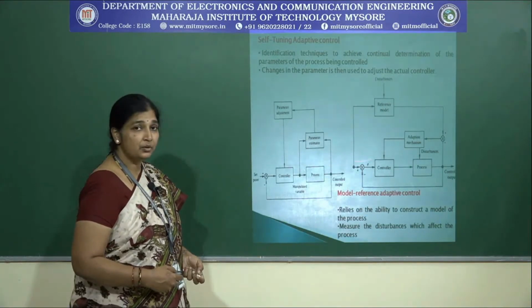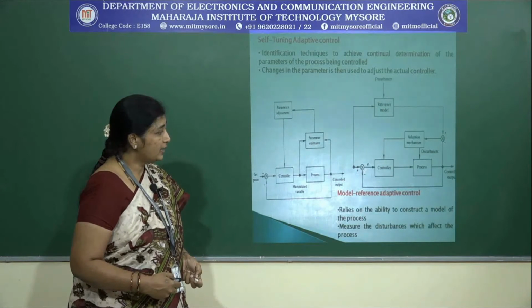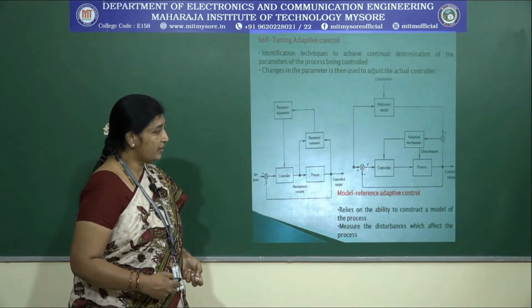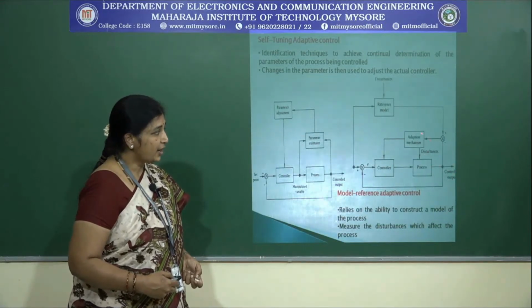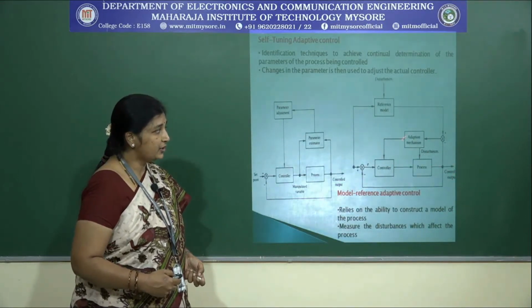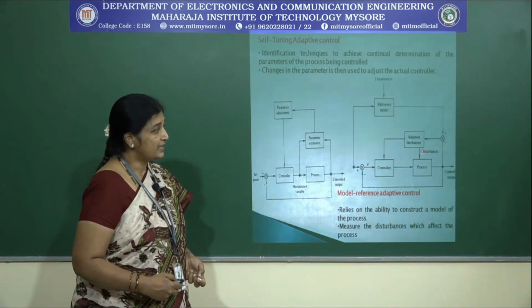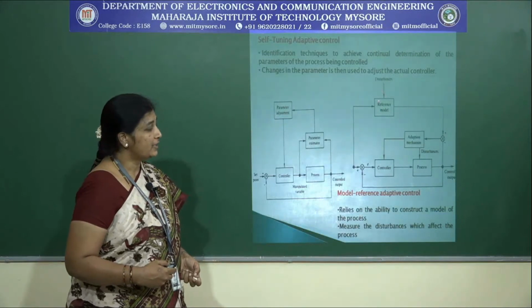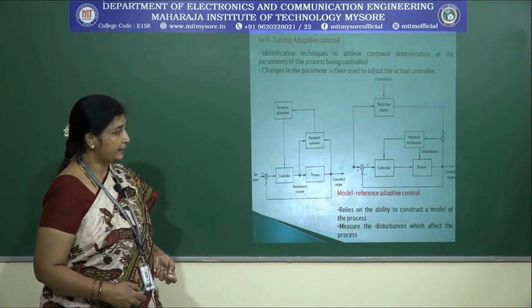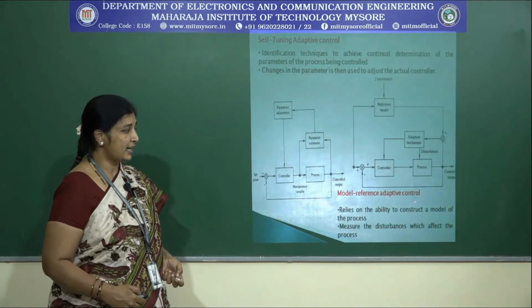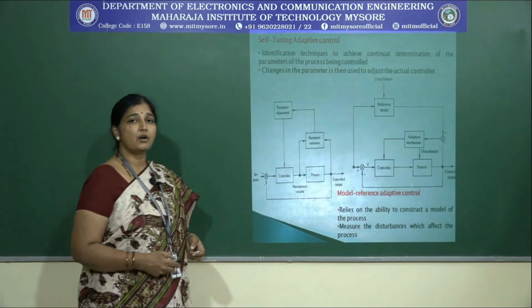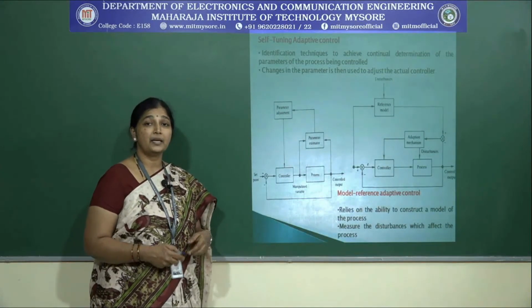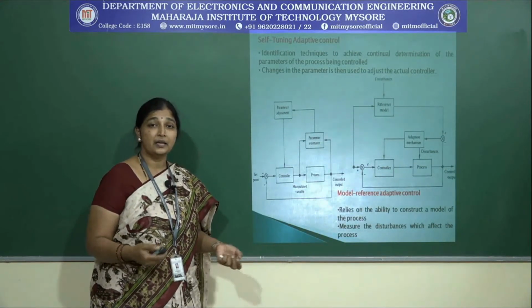It is similar to the previous block diagram. Here what do you have? You have again a set point, a controller, a process, and then a control output. Here you have what is called the adaptation mechanism, the reference model, and the disturbance. Now if you look into model reference adaptive control, the only change is that this mainly focuses on the disturbance caused by the external environment.